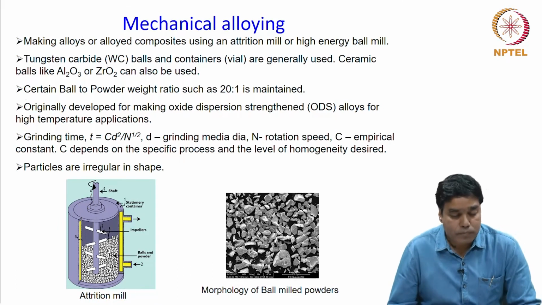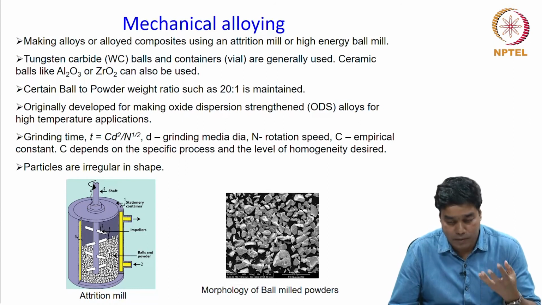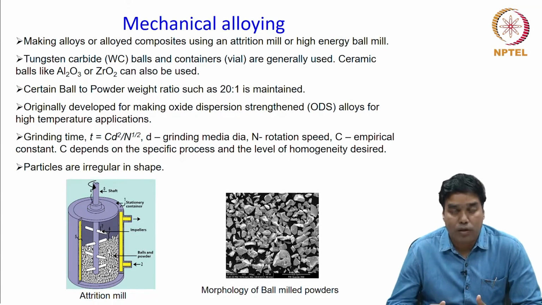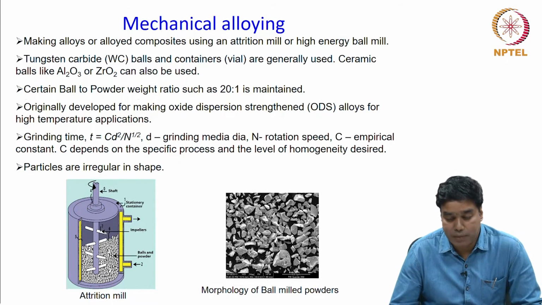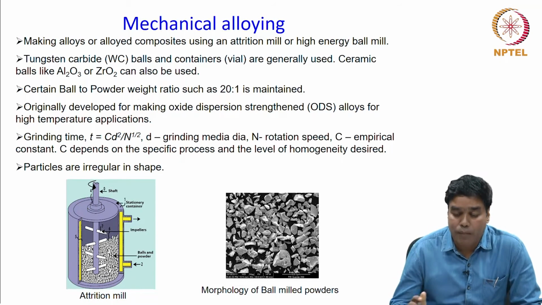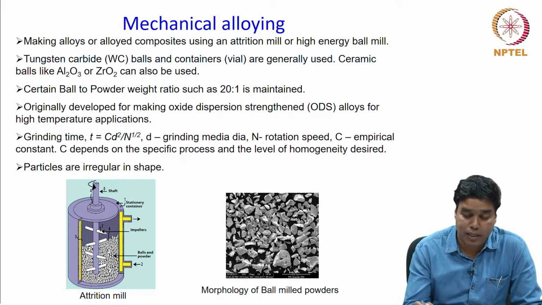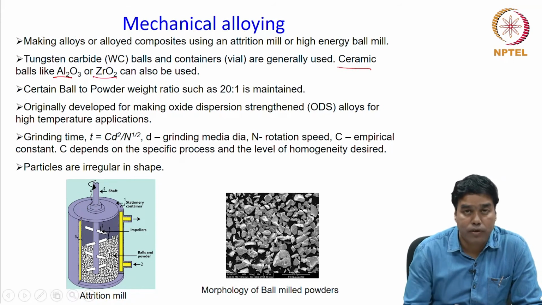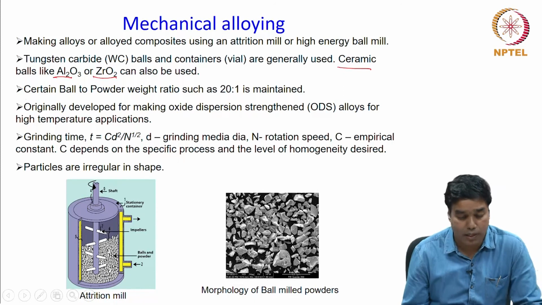And in order to do that, in order to have this high energy input, you will have to use hard balls like tungsten carbide balls, and also containers which are made of the same material. And apart from that, other hard materials like the ceramic materials such as alumina and zirconia can also be used as the milling media.